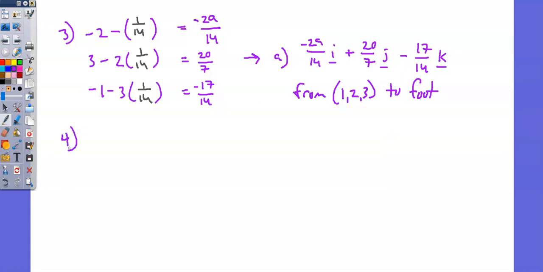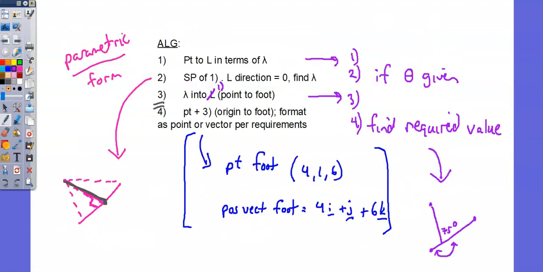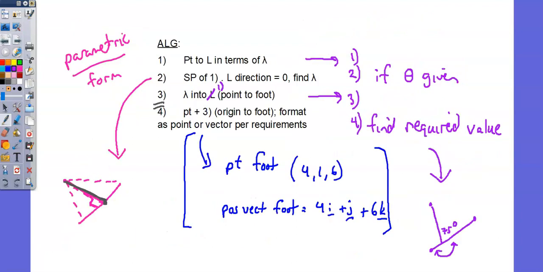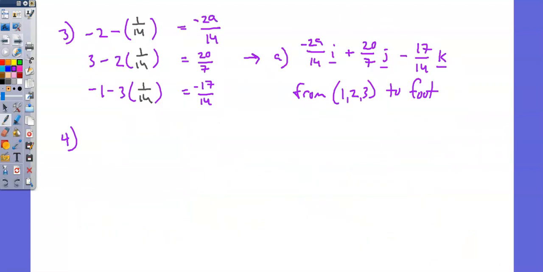Step 4, let's go back. Step 4 is, let's see what our requirement is, it's origin to foot. The formatting will be based on the particular requirement, but we definitely need information about origin to foot. Here it will be the position vector of foot. So we're not looking for the coordinates, we're looking for the actual position vector. Per our algorithm, that is going to be point plus the result of 3. The point is 1, 2, 3.